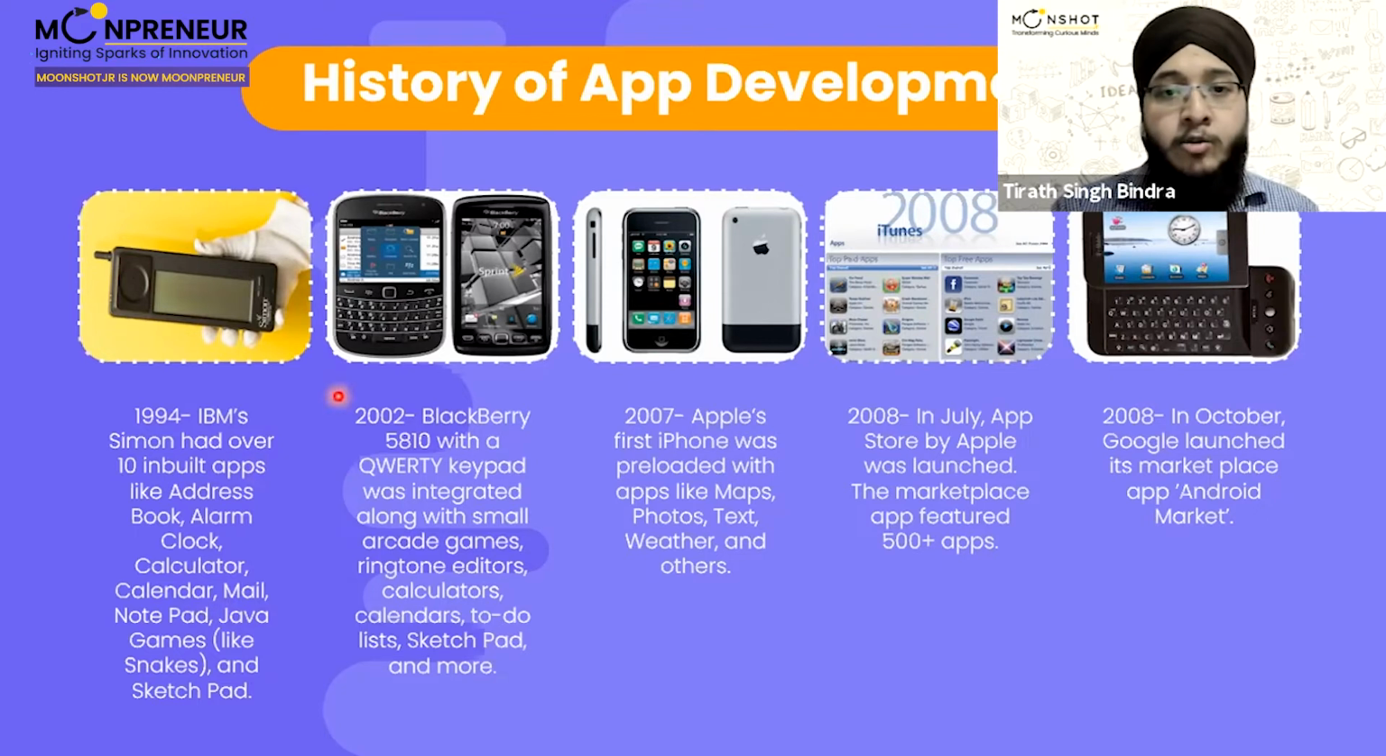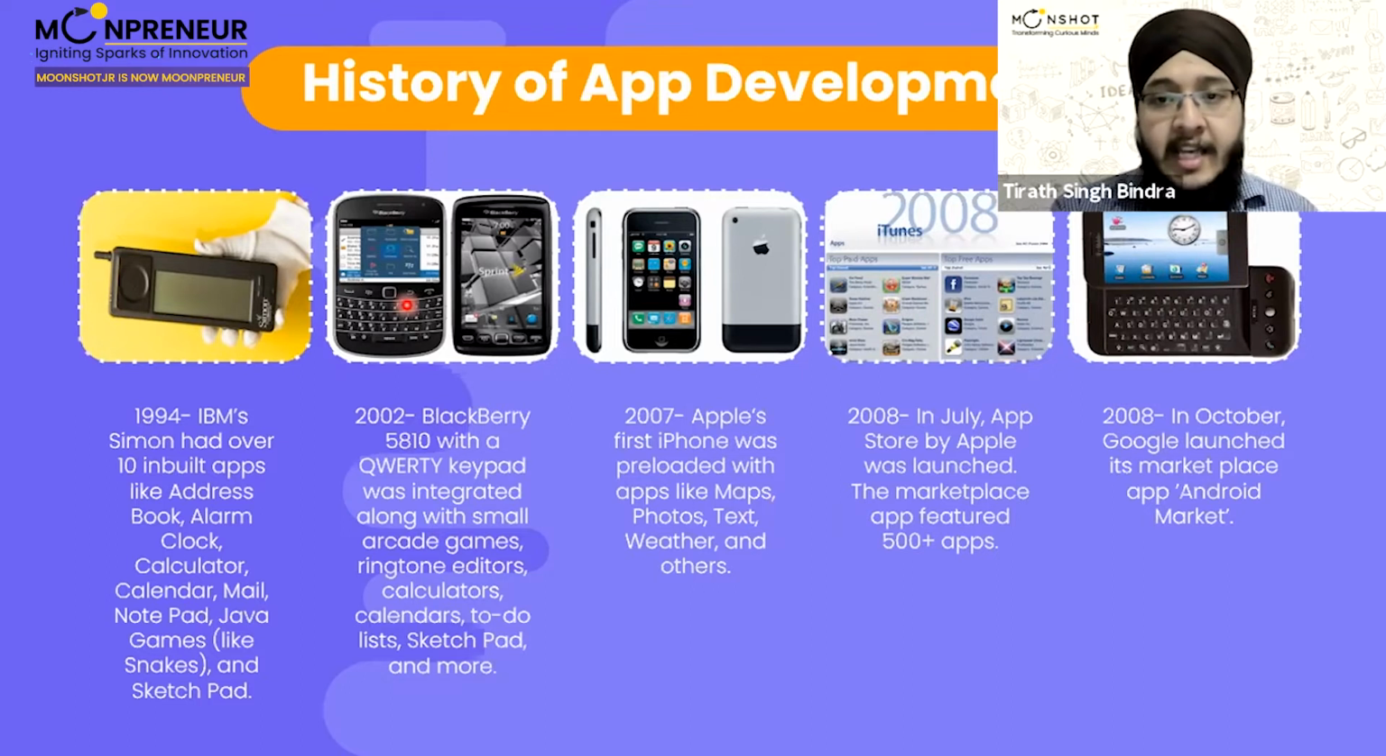Then around 2002, BlackBerry launched its QWERTY keypad phone, which had integrated games. There were many more apps available on BlackBerry. It was a smartphone with a trackball in between, and with that you got a lot more apps. Then in 2007, Apple launched, and with Apple came many more apps like Maps, Photos, Text. You were able to take pictures. That was already there in BlackBerry also, but it improved with Apple.